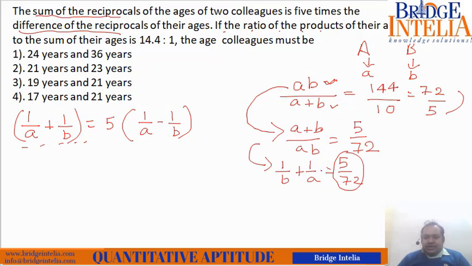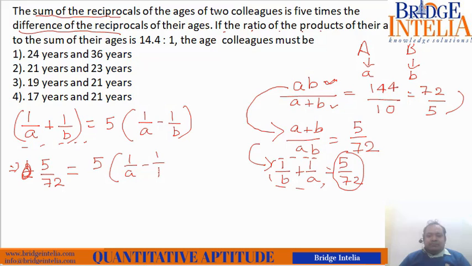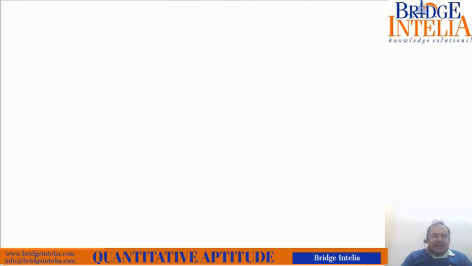So substituting the value of 1 by A plus 1 by B here, 5 by 72 is equal to 5 times 1 by A minus 1 by B. So from here you can say that 1 by A minus 1 by B is equal to 1 by 72. Now we know the value of 1 by A plus 1 by B as well as 1 by A minus 1 by B. So let's see.